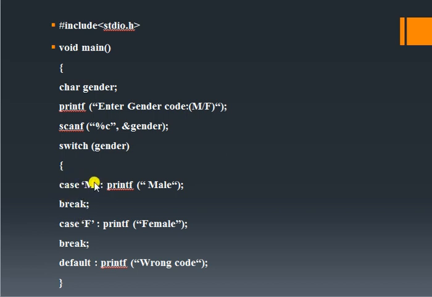After checking case M, if it is found that it is not M, then it will go to here. So case F, it will check whether gender equals F. If it is equal, then printf female, then break statement. If they are not equal, and I give the input as capital G, then case 1 will not match, the case M will not match, and case F will not match, then the control will go to the default statement. In the default statement, it will print wrong code.